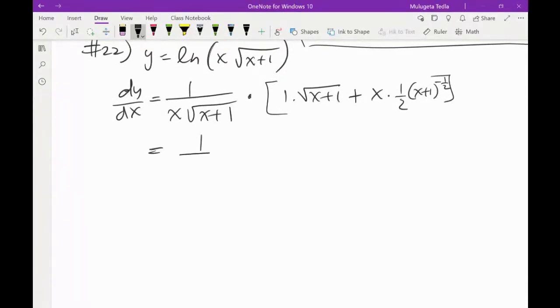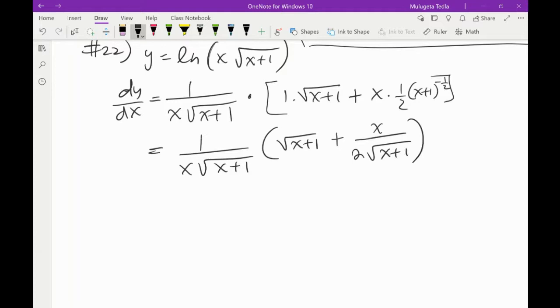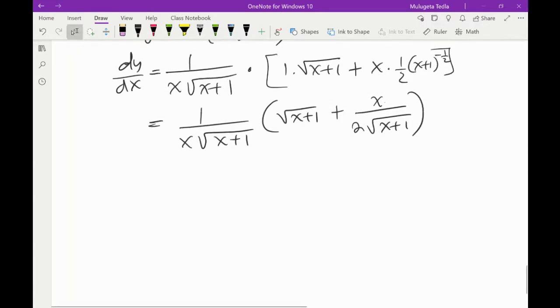So this is equal to 1 over x root of x plus 1. And in here, I got root of x plus 1. And the derivative here would be x over 2 root of x plus 1. This x is in the denominator. The negative half goes to the denominator to become a square root. And there was a 2 already. So, you know, a plus b over c is simply ac plus b over c.